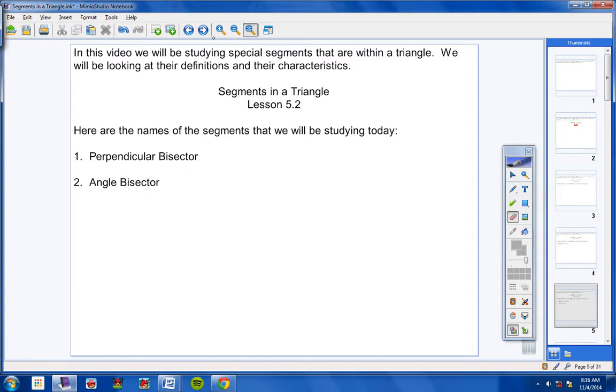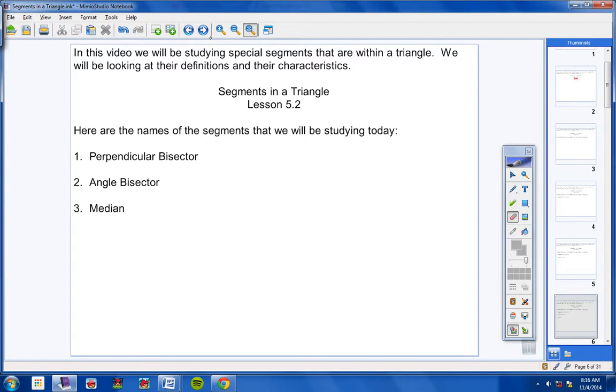We're going to look at the angle bisector of a triangle. We're also going to look at the median of a triangle. And sorry students, the altitude of a triangle. So once again, you do not need to write these down. We'll go over them later, but here are the four segments that we're going to look at today. All right, moving on.